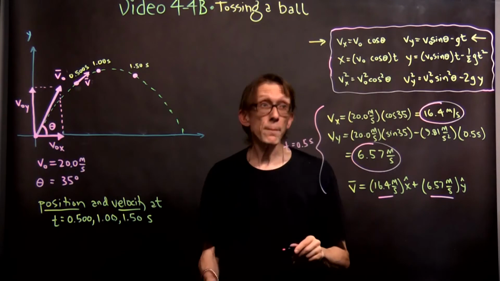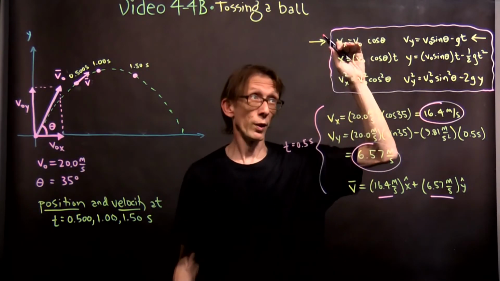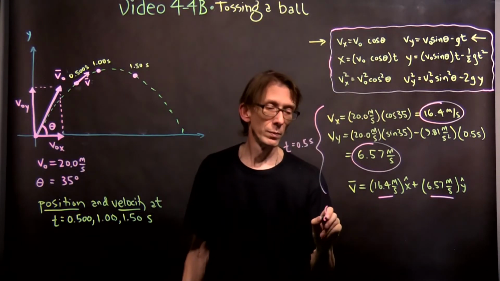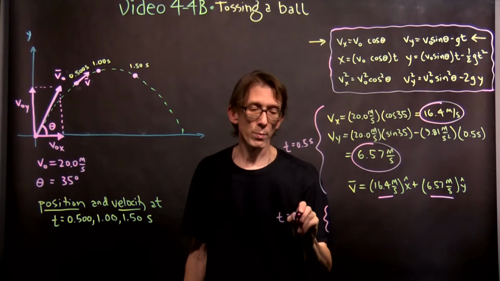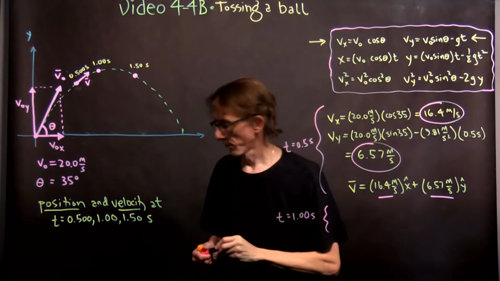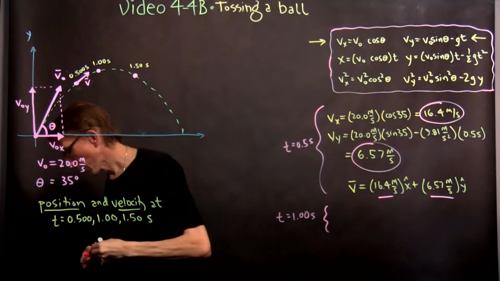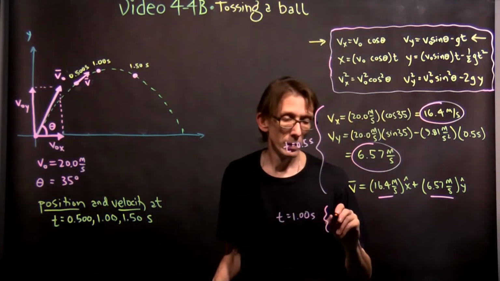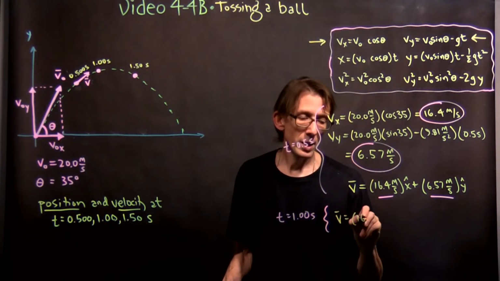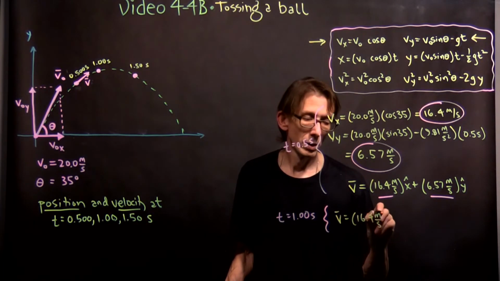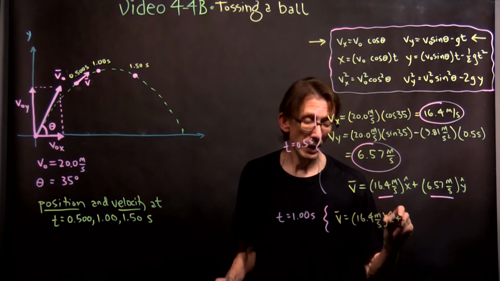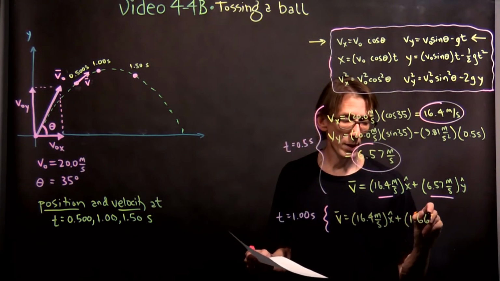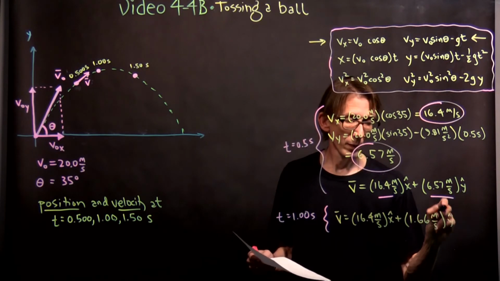Now we can do the same thing, apply equation 1 for x and equation 1 for y. We can do the same thing at the later time at t equals 1.00 seconds. We get, they're still both positive. I'm going to get v equals 16.4 meters per second in the x direction, plus, again it's positive, but it is not going as fast in the y direction, 1.66 meters per second in the y direction.